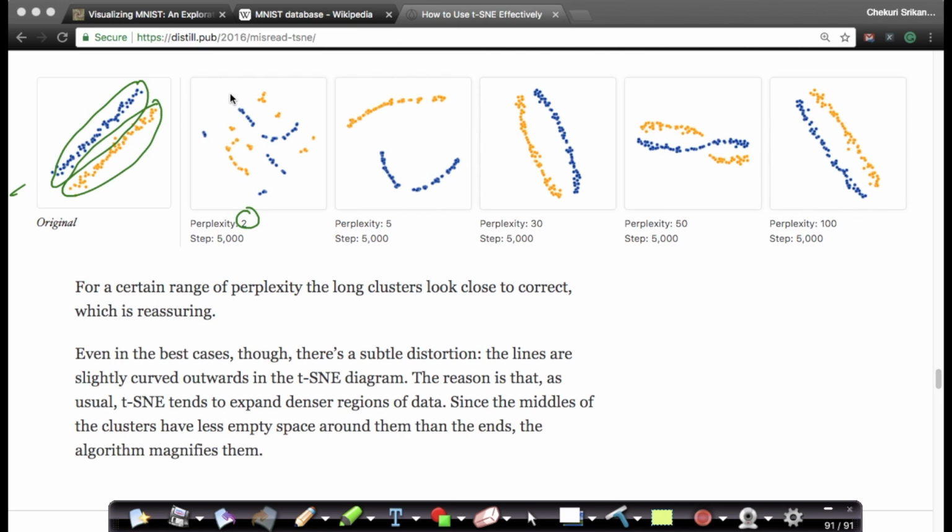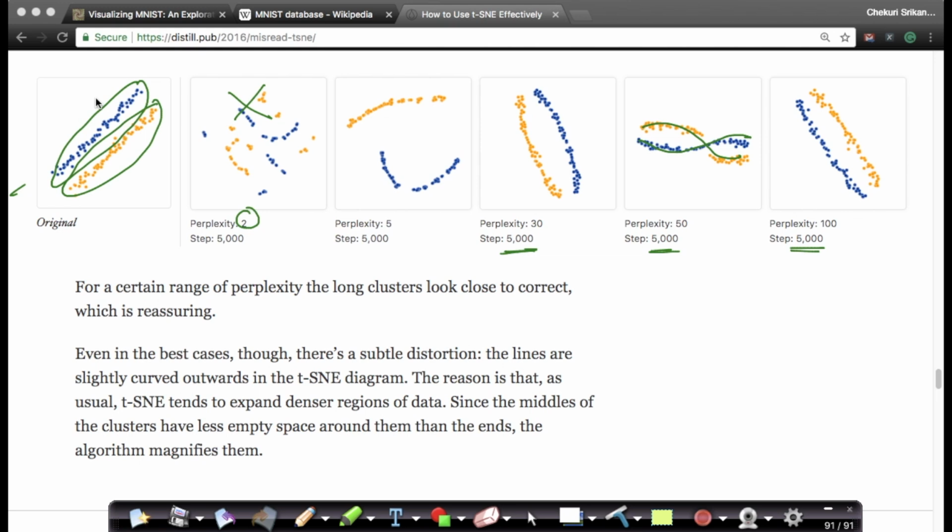But even as I increase my perplexity, here I'm keeping my iterations equal to 5,000. I could end up in a situation like this. So this looks like your gene-shaped data, right? But it's actually not your gene. So always rerun your t-SNE multiple times or increase the perplexity.